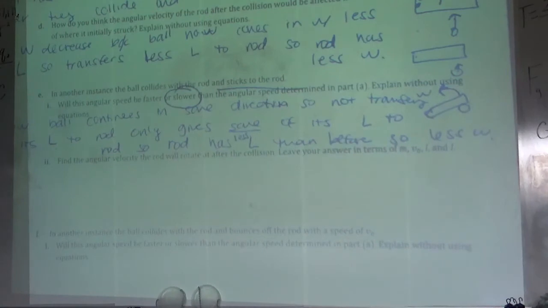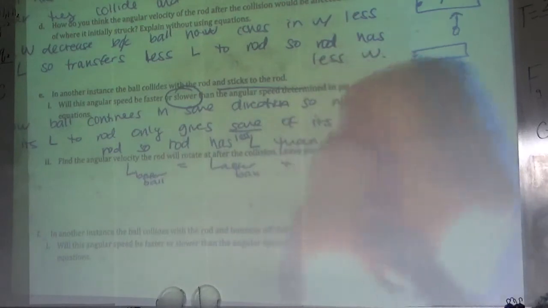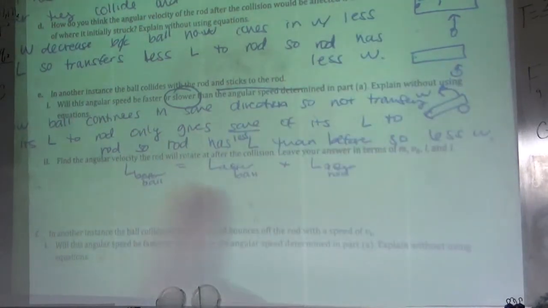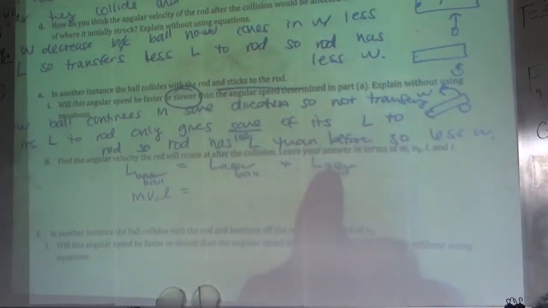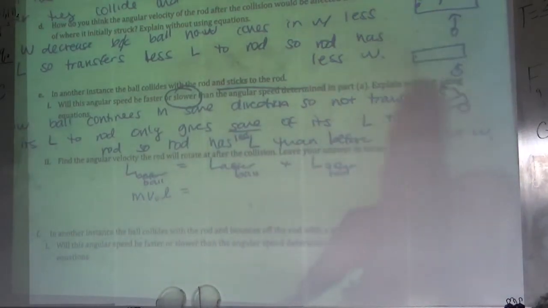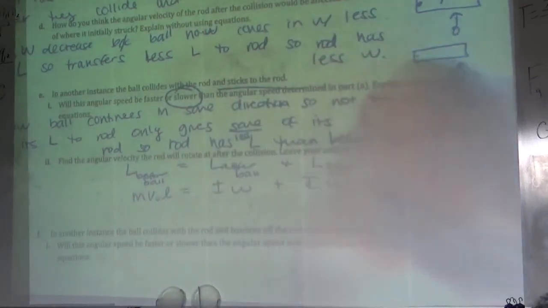Part 2, find the angular velocity the rod will rotate with after this collision. So I'm going to start with L before equals L after. I'm still starting with just the ball before, but now I have both the ball and the rod after, so both of them are now moving. Before, it tells me the angular momentum before, the m v naught, that's a given. The L after for the rod and the ball, well, they're both rotating, right? They're both moving in a circle, so this is going to be I omega plus I omega.